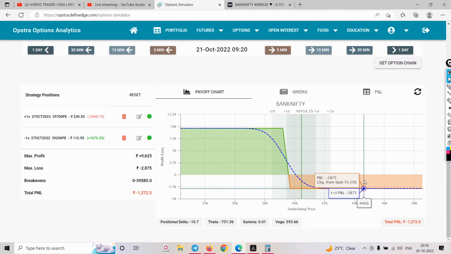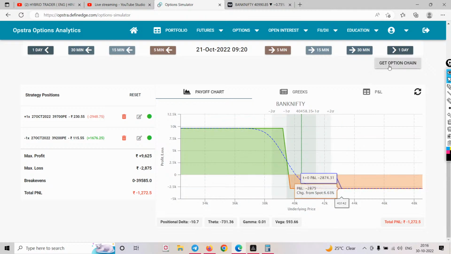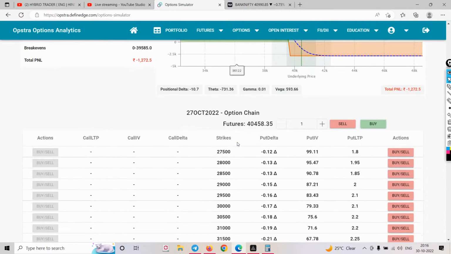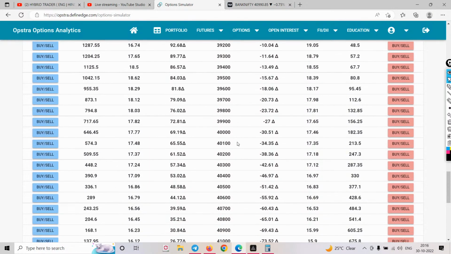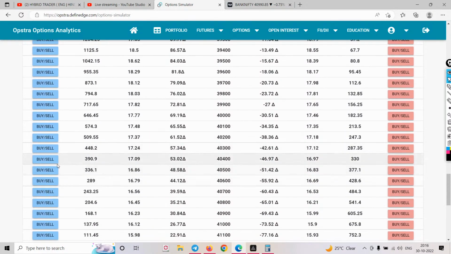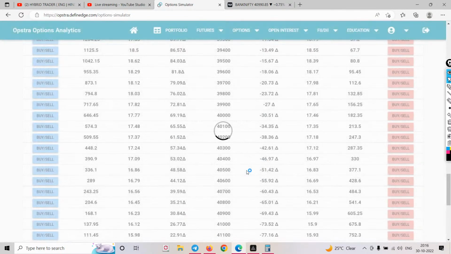Absolutely, Srinivas, that's what I'm going to do. Now the market stands at almost 40,458. So what I'll try to do, I'll just go to the option chain. I'll try to buy 40,500. Simple, friends. Stay with me. I'll buy 40,500, one naked buy.